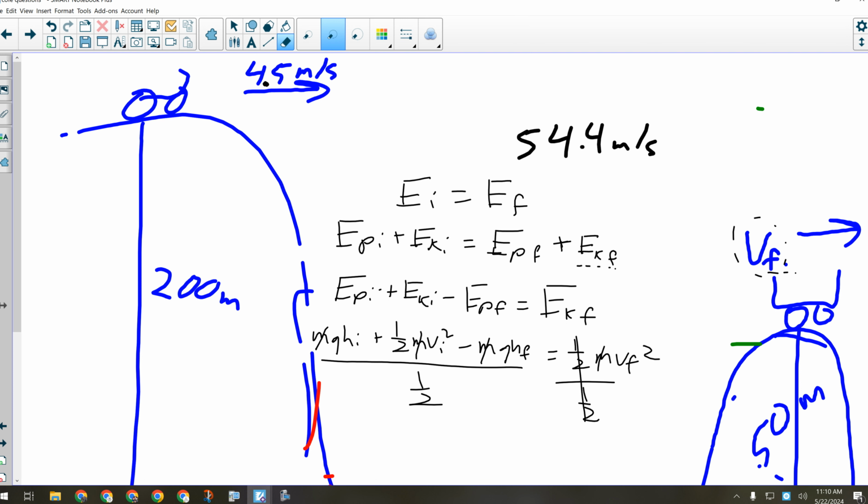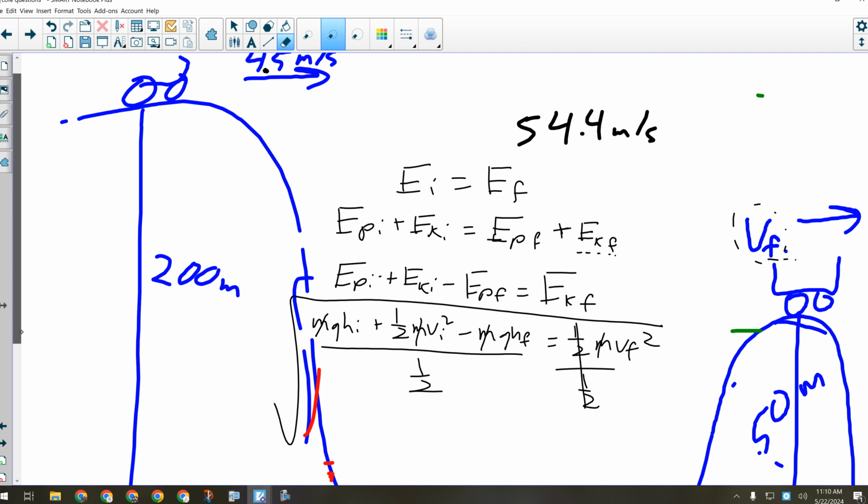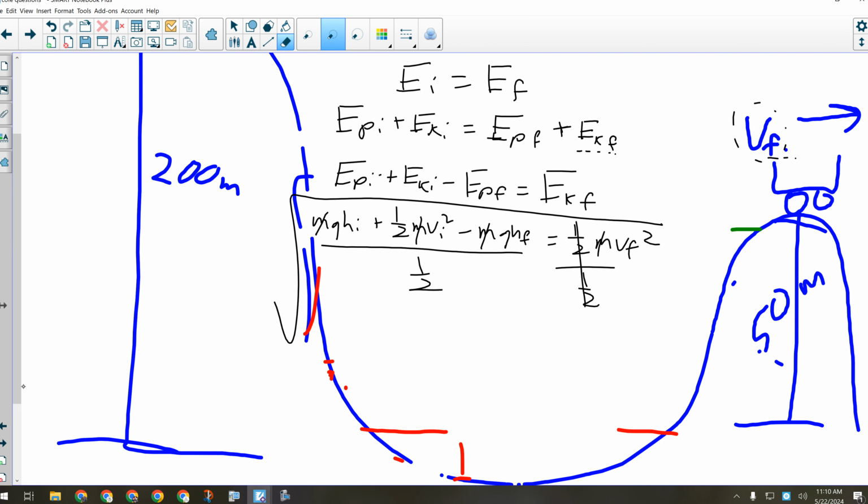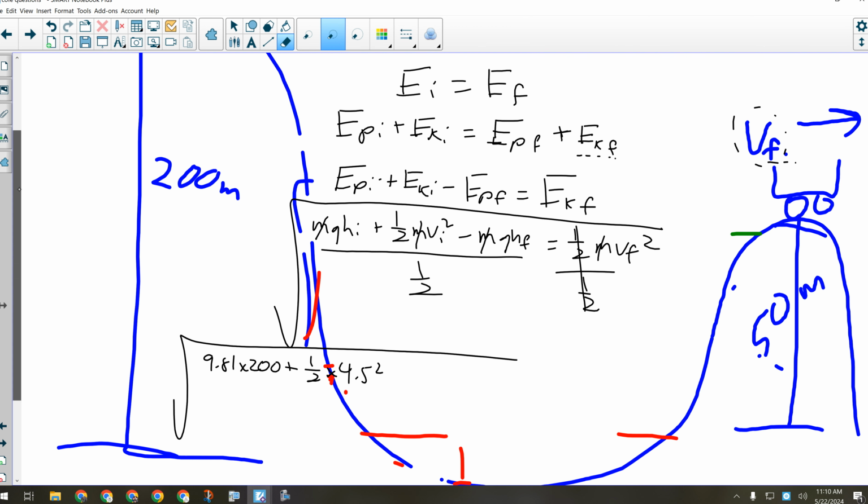Okay, that gets me VF squared. I just want VF, so square root everything. All right, let's get the rest of our numbers in there. So we're going to have 9.81 times 200 plus 1/2 times 4.5 squared. Sorry, they gave us that up here.